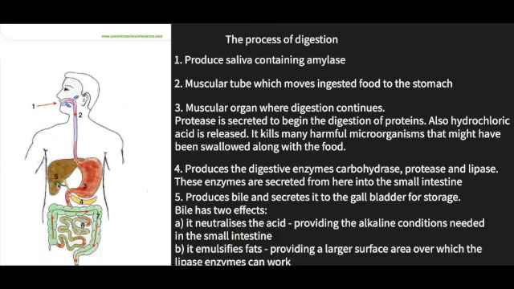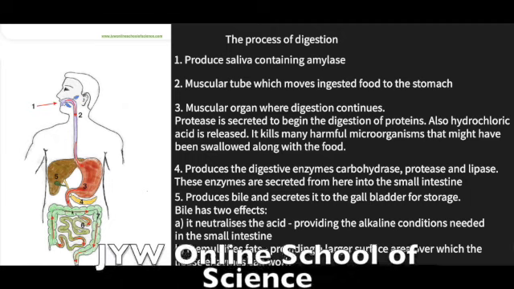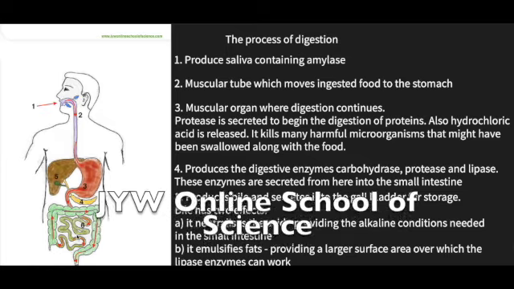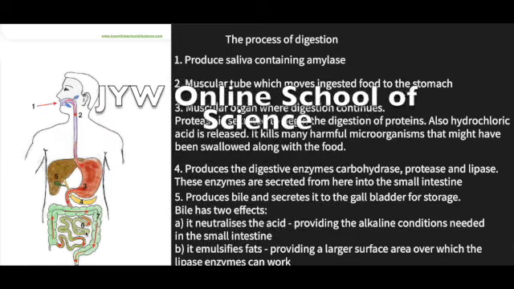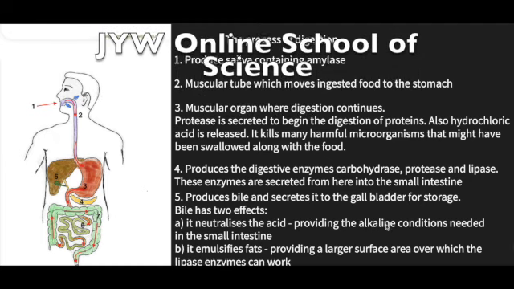The bile is stored in here. It has two jobs. One is to neutralize the acid, because the food in the stomach is very, very acidic. So the food needs to be neutralized before it enters the small intestine. The bile is an alkaline solution. It neutralizes the acid. It's alkaline, see here.